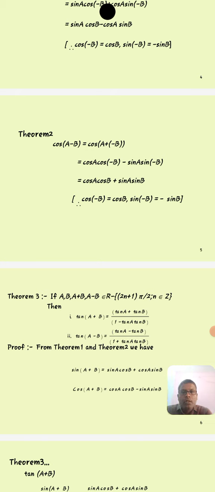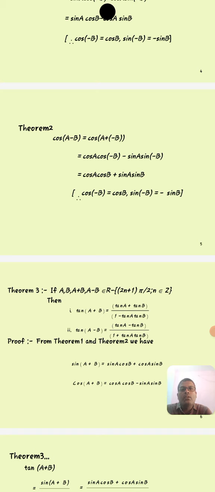Now here we get cos of a minus b. What is the formula? Cos a cos b plus sin a sin b. Are you clear? Once again, you observe cos of a minus b is equal to cos of a plus minus of b. Now here we directly apply the formula of cos of a plus b, which we know. So you have to apply that formula and find cos of a minus b: cos a cos of minus b minus sin a sin of minus b.